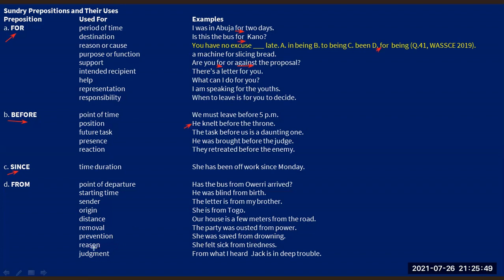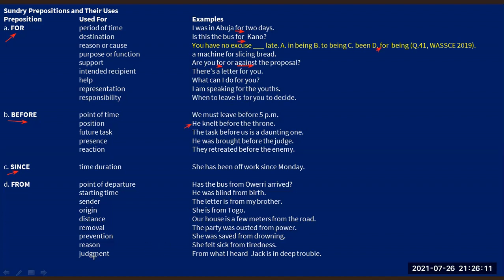Then it can be used to indicate reason. For example, she felt sick from tiredness. That's the reason for feeling sick, as a result, the reason is tiredness. She felt sick from tiredness.